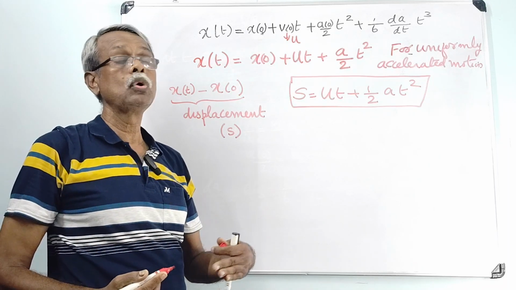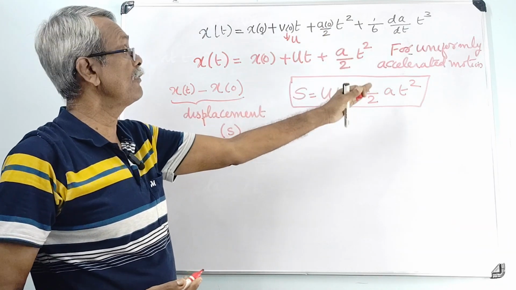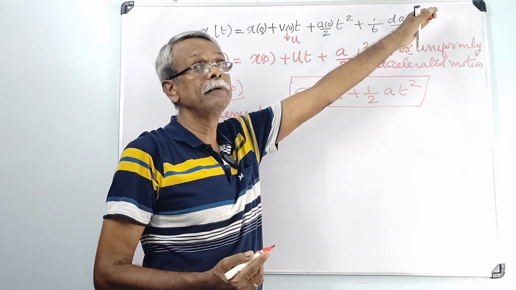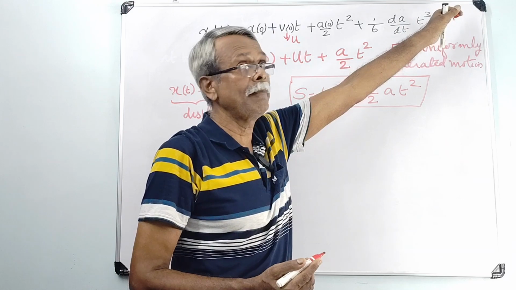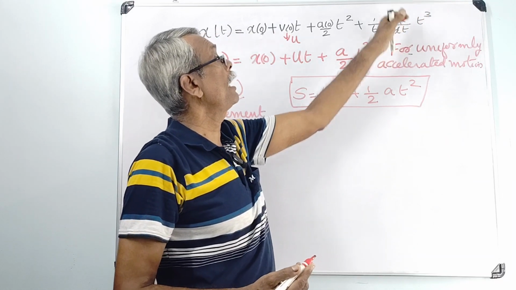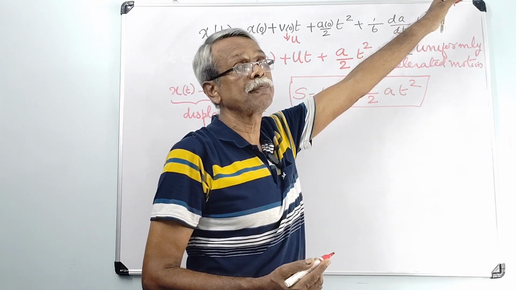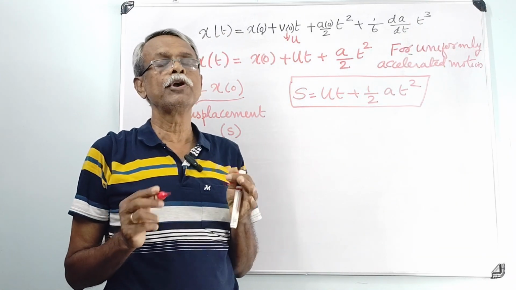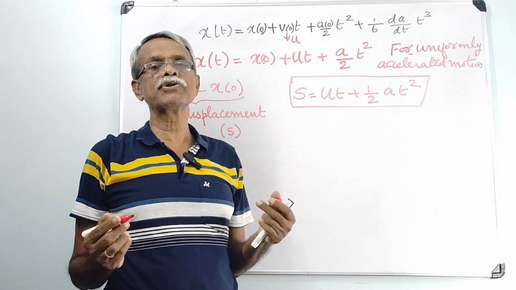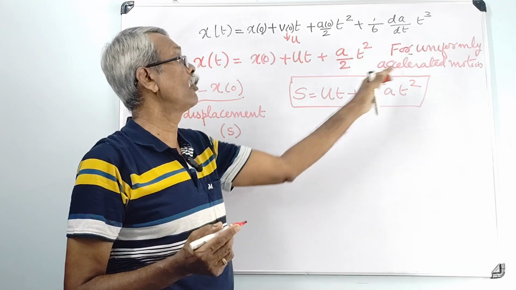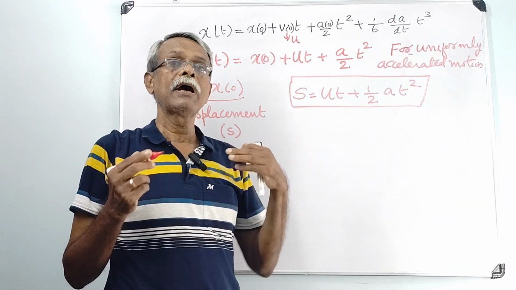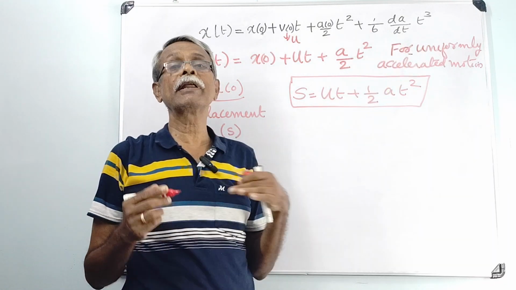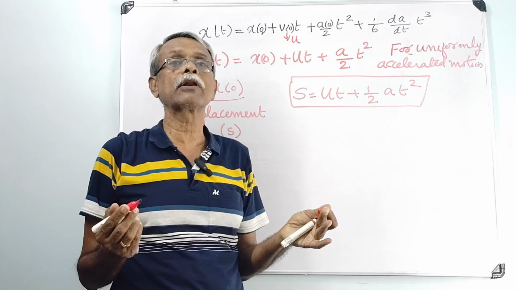And also we can extend that. Even if a is not a constant, you can take dA by dt times t cube, and the next term will be d square a by dt square multiplied by t raised to 4, plus etc. All those terms can be taken, but that is usually not needed. Most of the questions we have will have a uniformly accelerated motion. If acceleration is not uniform, you can use this series also, but it will be easier to use integral calculus for doing that.